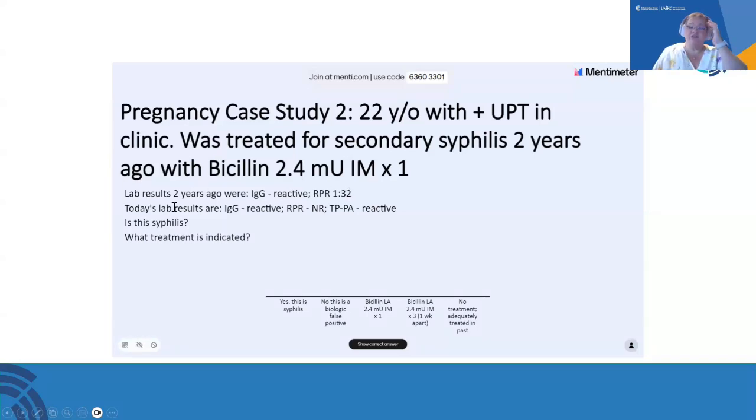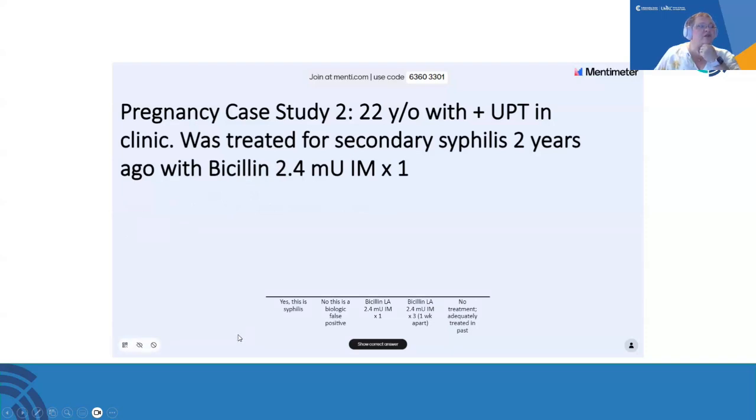Now, here's the puzzle. Today's lab results is reactive, non-reactive. So we have discordant results. And then we have a third that pops in. That's the grandma tiebreaker. Reactive, reactive. So we know it's syphilis. Now, did we have a 4-fold decrease right here?